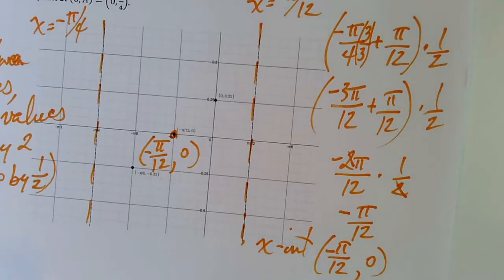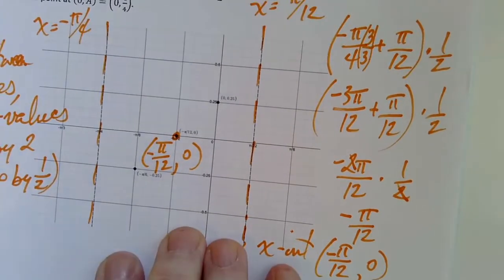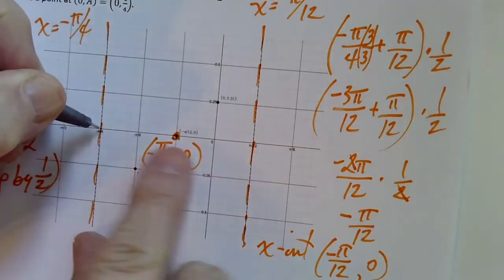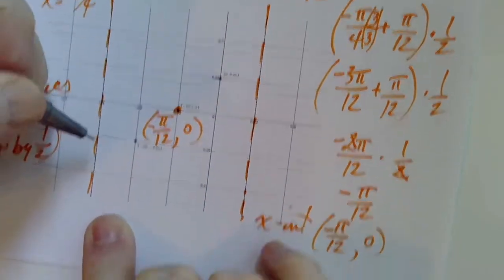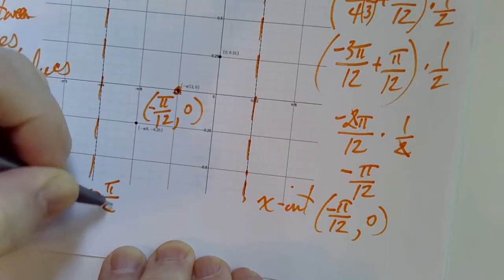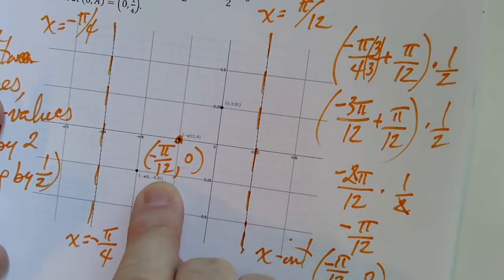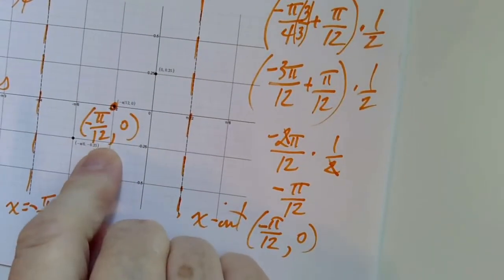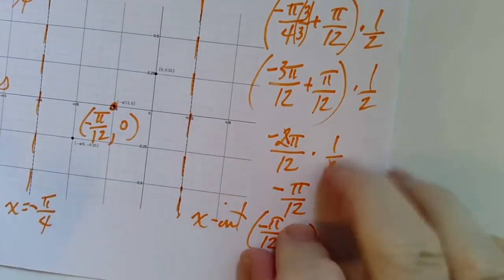And now we need to do that same thing 2 more times. We need to find the midpoint between x equals negative pi over 4 and negative pi over 12, and between negative pi over 12 and pi over 12.